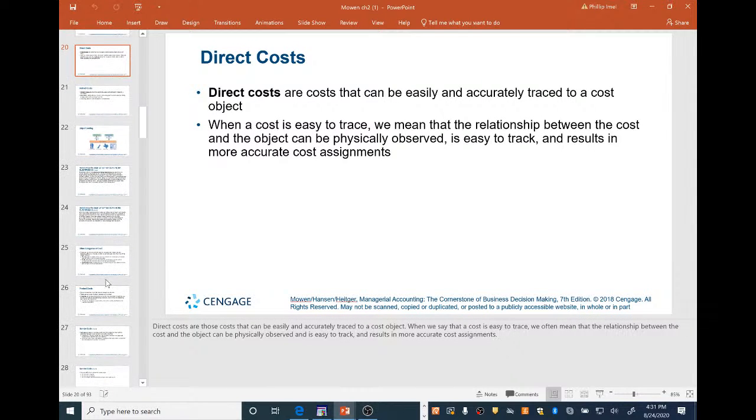So now let's talk about some direct costs. These are costs that can be easily and accurately traced to a cost object. For example, if we buy lumber, then we can trace that directly to the cost of that lumber, right? When a cost is easy to trace, we mean that the relationship between the cost and the object can be physically observed, is easy to track, and results in more accurate cost assignment. So like I said, this is easy stuff. If you buy a product or a service and you can look at it, it's something tangible, that's pretty easy to determine what the cost object is, and you can trace the cost easily. So that's direct cost, pretty simple.